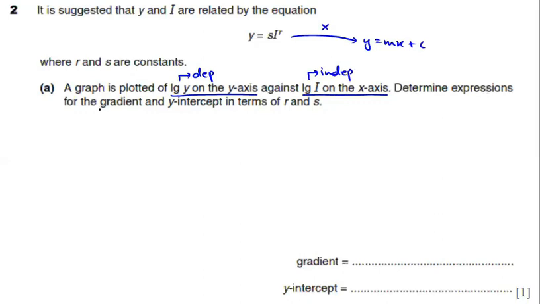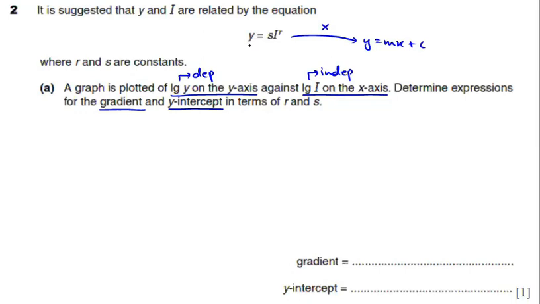Determine expressions for the gradient and y-intercept in terms of r and s. Now see students, we have learned this in the previous example that to determine the expressions for gradient and y-intercept, we have to first of all make the dependent variable subject of the equation. Now dependent variable is log of y. We have to first of all make log of y subject of the equation. But the problem is log of y is not there in the equation.